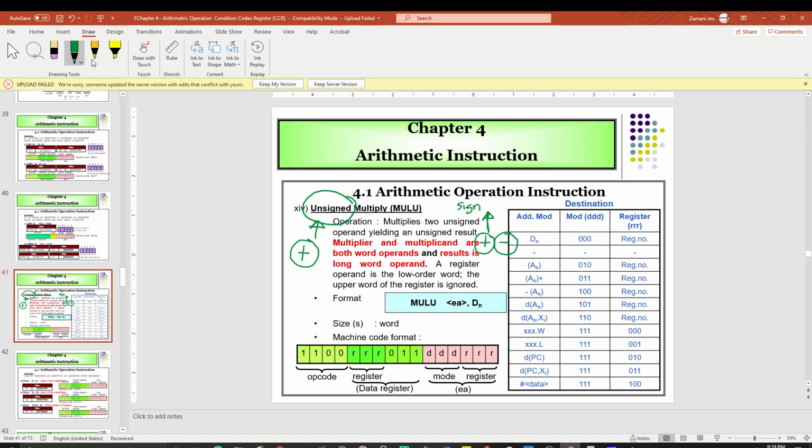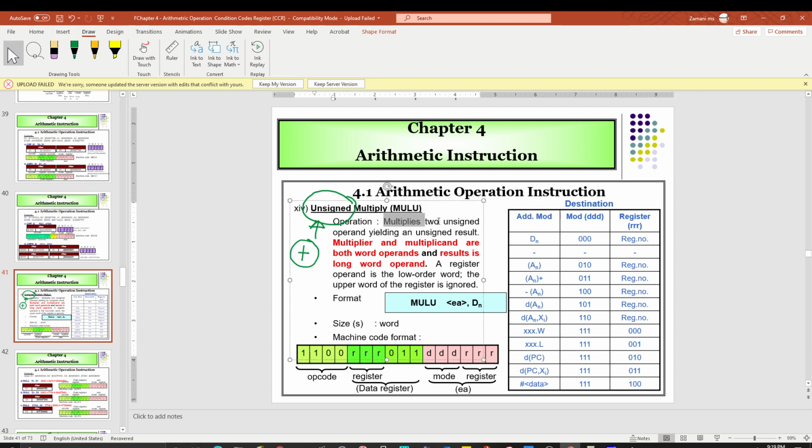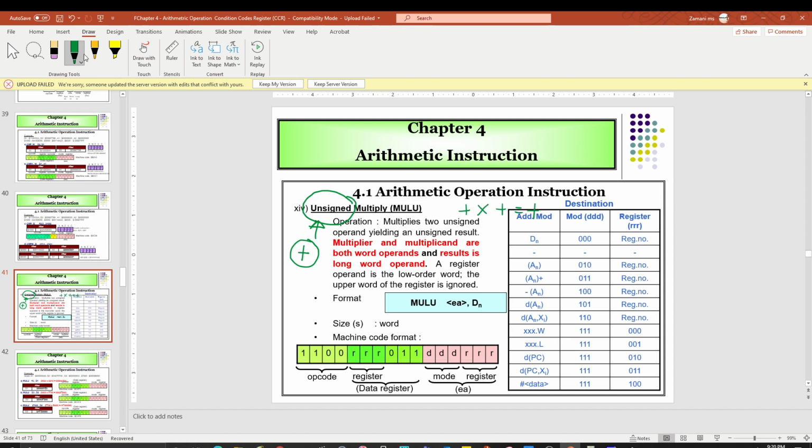So we are going to look at the first one, MULU, which is the unsigned multiply. Okay, unsigned multiply. So what does it mean now? It will multiply two unsigned operands, which is a positive and positive number, yielding an unsigned result. Of course, positive times positive, the result will be positive. Very simple, this one. And the multiplier and multiplicand are word operands, and the result is a long word operand. So what does it mean here? You must use W times W. The answer must be a long word.